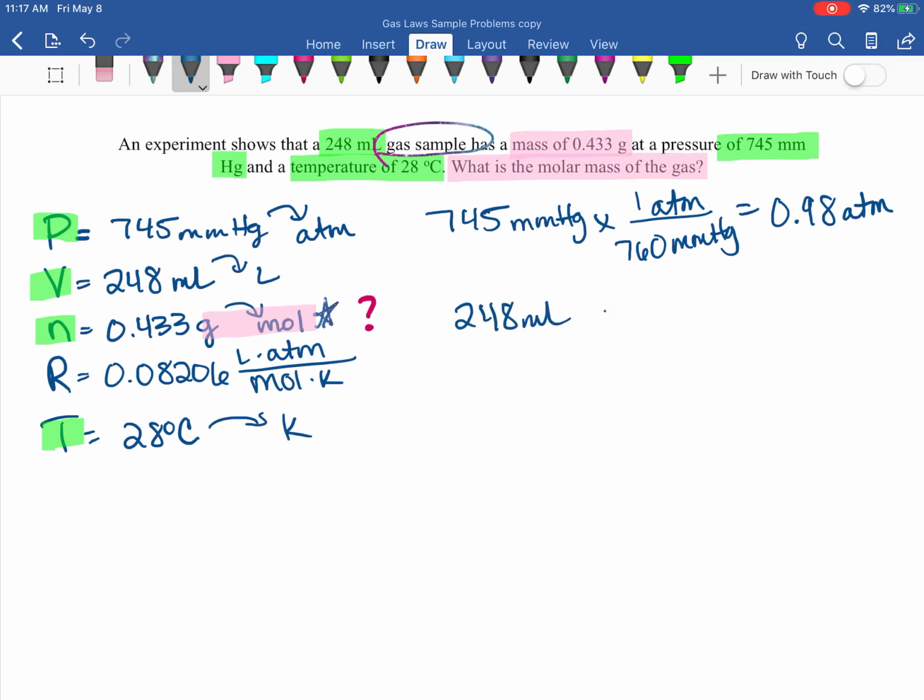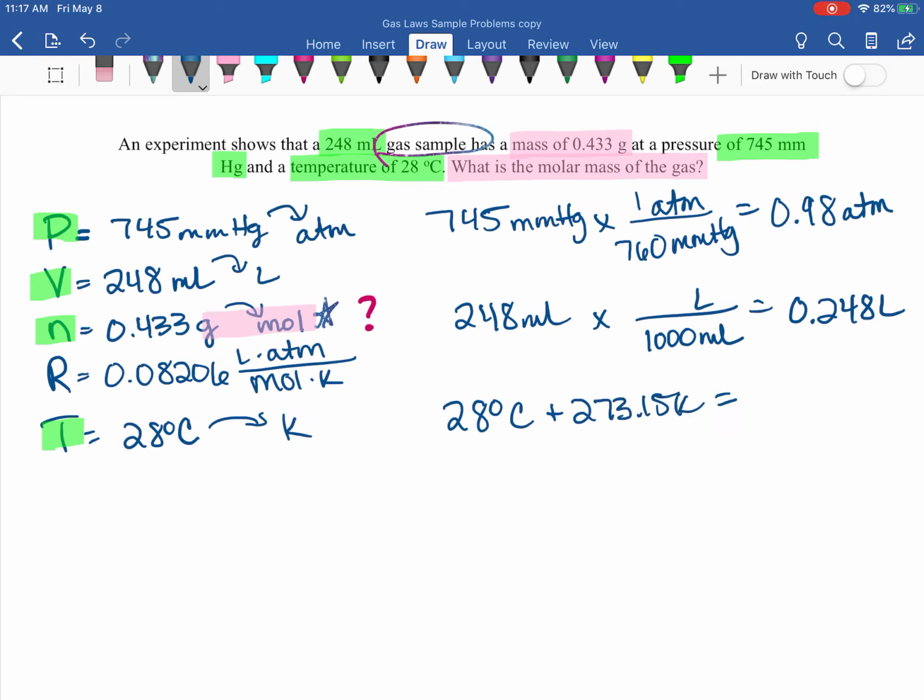Okay. And then let's convert 248 milliliters into liters. So there are 1,000 milliliters in a liter. So I'm going to get 0.248 liters there. I cheated. I didn't even use my calculator for that one. And then our temperature, 28 plus our 273. And let's see what we get. I get 301.15 Kelvin.